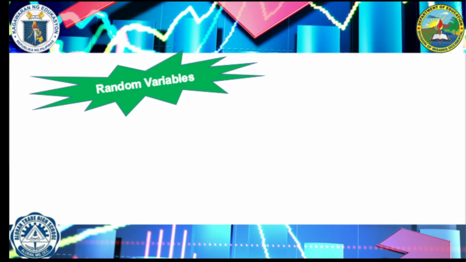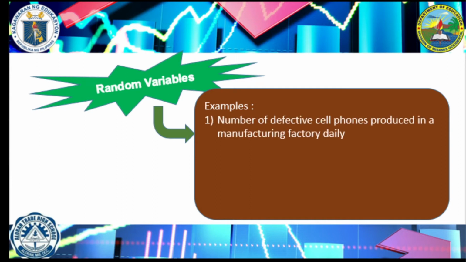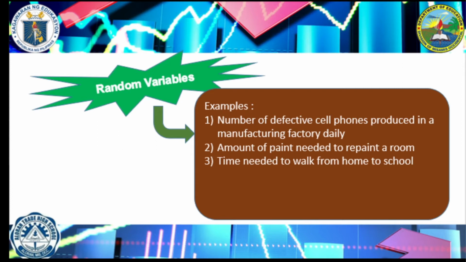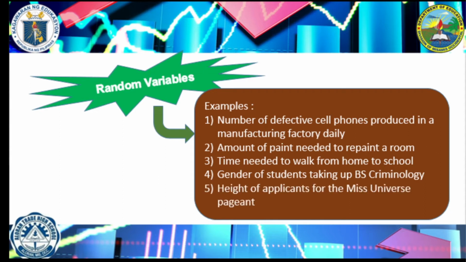But in statistics, random variables are quite different from mathematical variables. Let us have these examples. Number 1, number of defective cell phones produced in a manufacturing factory daily is an example of random variables. Another is the amount of paint needed to repaint a room. Another example is time needed to walk from home to school. The gender of students taking up BS Criminology are random variables. Lastly, you have height of applicants for Miss Universe pageant.